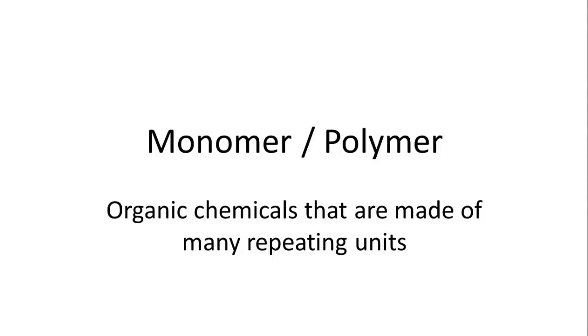When dealing with organic chemicals, we talk about monomers and we talk about polymers. Mono means one, poly means many. These are organic chemicals that are made up of many different repeating units. We're going to look at four major groups of monomers and polymers that become important in biology.